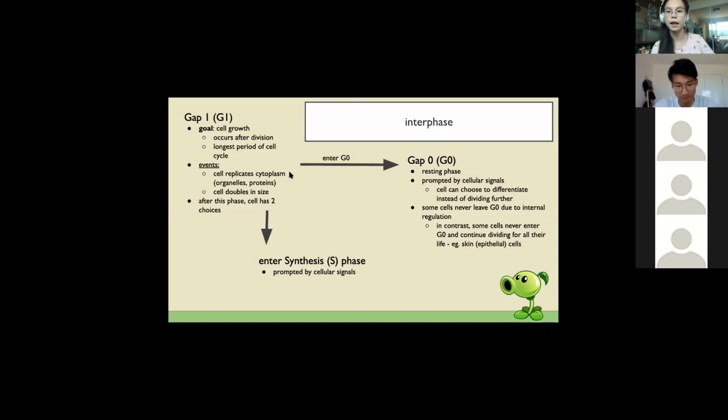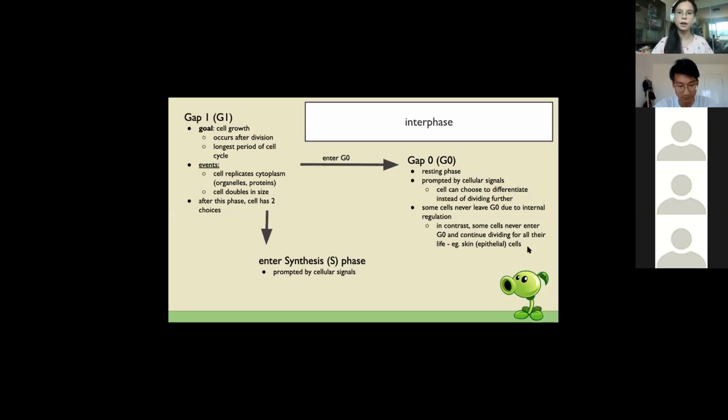It can either enter G0. So G0 is a resting phase where either the cell doesn't really do anything or it differentiates into a more specialized cell instead of dividing further. And what it does will be prompted by cellular signals. Some cells will never leave G0 and they will specialize or differentiate into a more specialized cell.